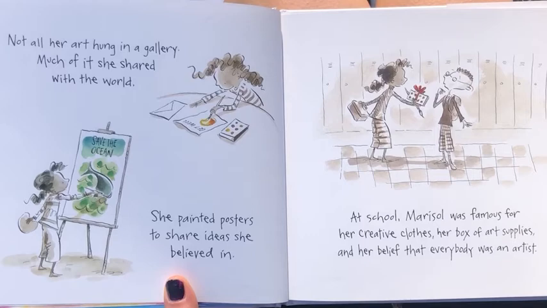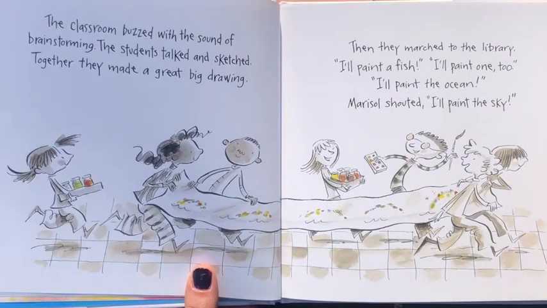So when her teacher told the class they were going to paint a mural for the library, Marisol couldn't wait to begin. The classroom buzzed with the sound of brainstorming. The students talked and sketched. Together they made a great big drawing. Then they marched to the library. "I'll paint a fish. I'll paint one too. I'll paint the ocean." Marisol shouted, "I'll paint the sky."